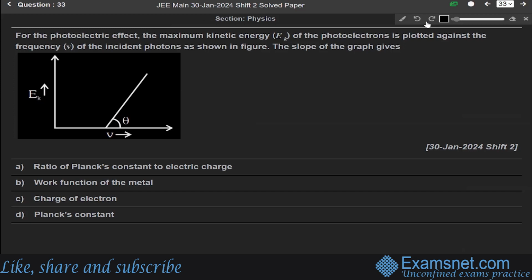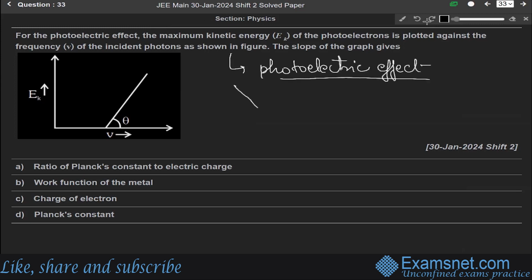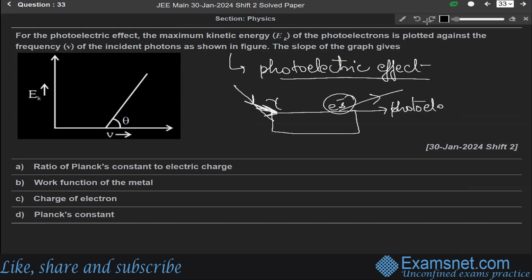Since this is from the photoelectric effect, what is the photoelectric effect? In the photoelectric effect phenomenon, photons of sufficient frequency fall on the surface of the metal, and electrons are ejected from the surface of the metal. These ejected electrons are called photoelectrons.